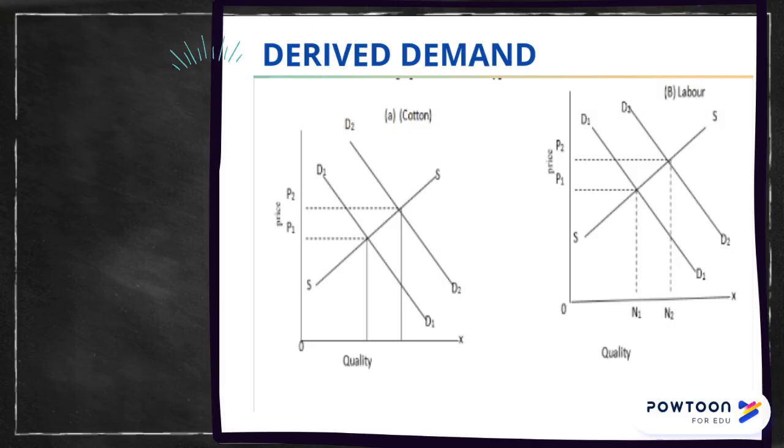Some goods are not demanded for their own sake or for the direct satisfaction they yield. Rather, they are demanded because of the help they provide in the production of other goods and services which they help to produce. Labor demand is derived from the demand for cotton.